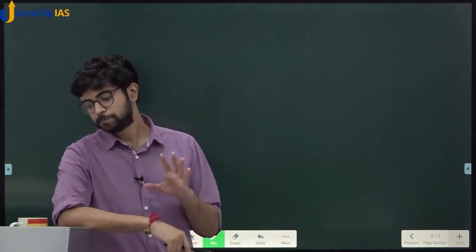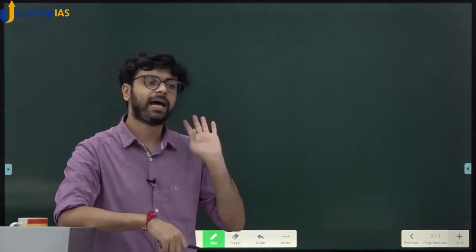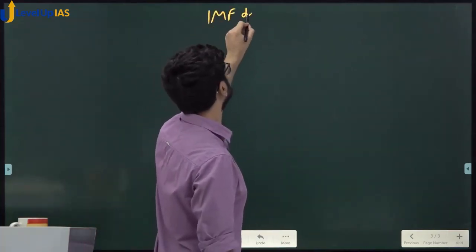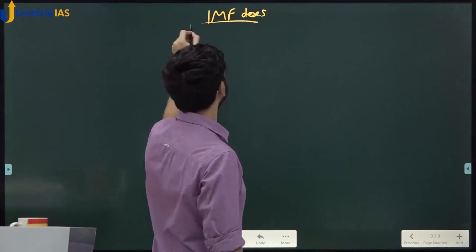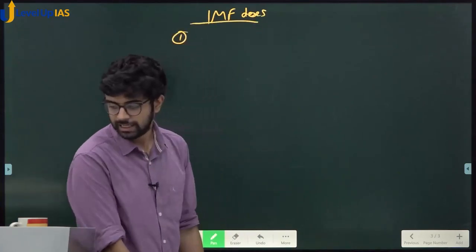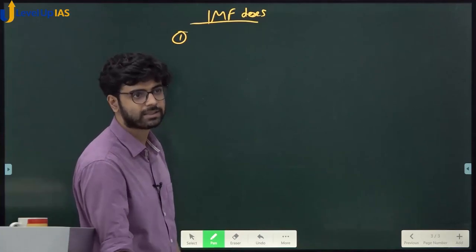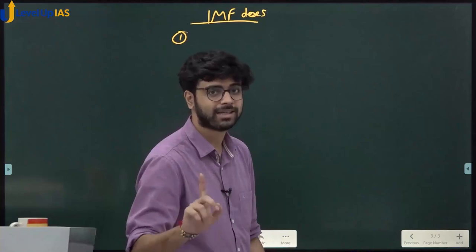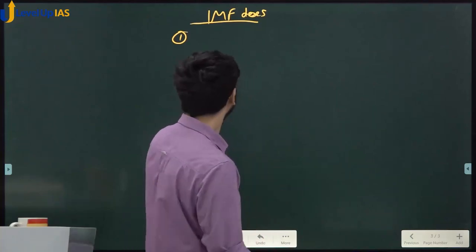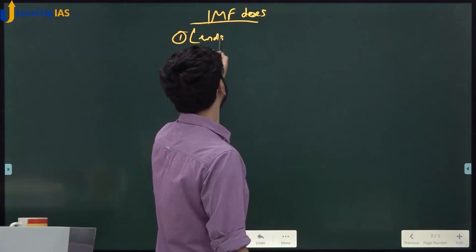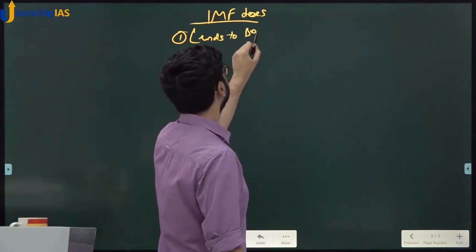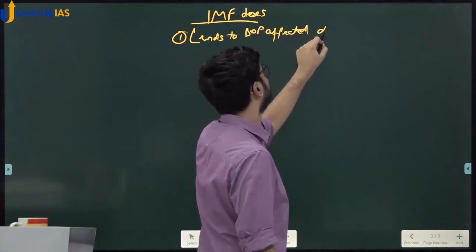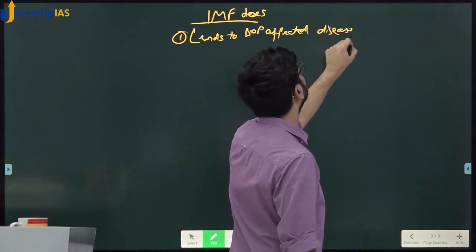Okay? Now, there are three things that IMF does. What are those three things? One, it lends to countries in BOP crisis. The countries who are having BOP crisis, IMF gives them loan. Lends are not grants. Lends. I hope you know loan and grant are different. Lends to BOP affected countries. We are treating BOP as a disease. And in economics, BOP crisis is a disease.